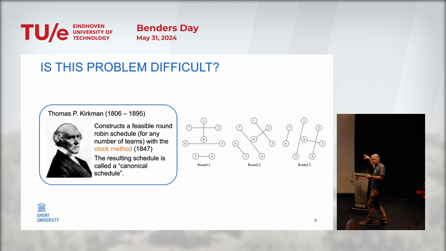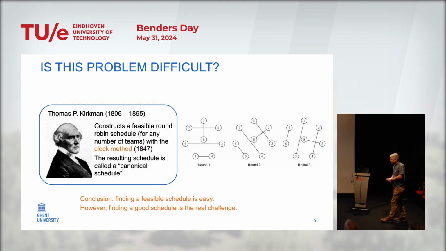If you keep doing that for every round, in the end you will have a feasible schedule, a schedule that respects the 2 crucial properties. Every team plays at most once per round, and at the end you will have seen every team once or twice, depending on what you need. Okay, so that is easy.